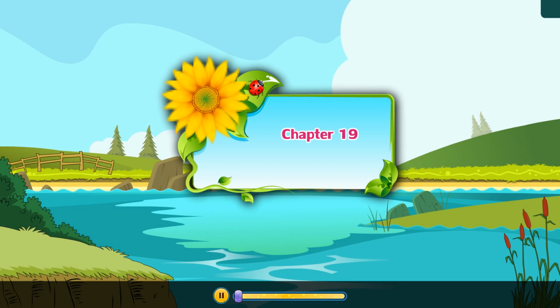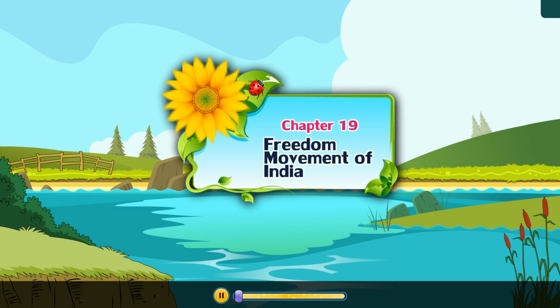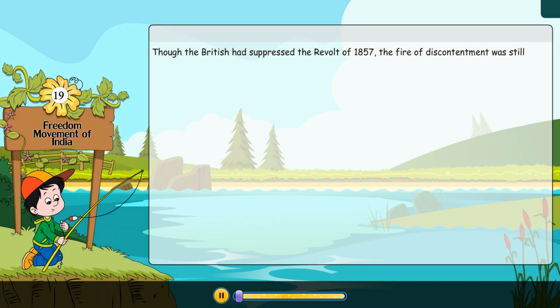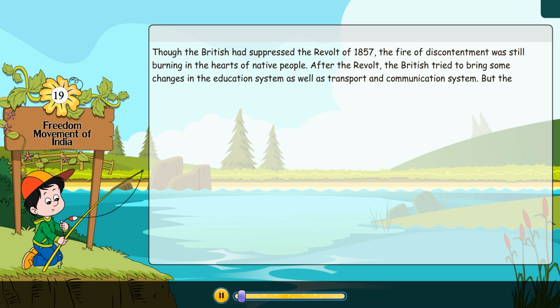Chapter 19: Freedom Movement of India. Though the British had suppressed the revolt of 1857, the fire of discontentment was still burning in the hearts of native people. After the revolt, the British tried to bring some changes in the education system as well as transport and communication system. But the Indians were still dissatisfied.